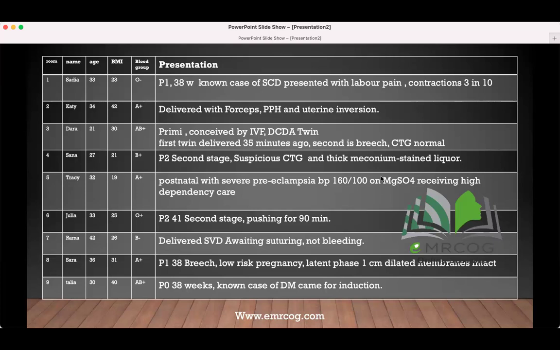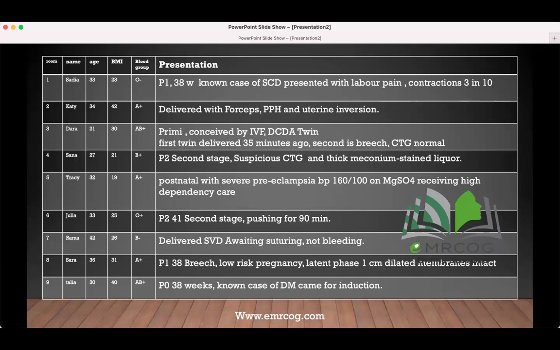And then if the patient is willing for vaginal delivery, we will monitor the progress of the labor and also the fetal well-being. If the patient is willing for cesarean section, we will counsel the patient regarding the risks of the cesarean section, prepare for the OT, inform the theater staff, and also anesthesia. So next case will be Sana.